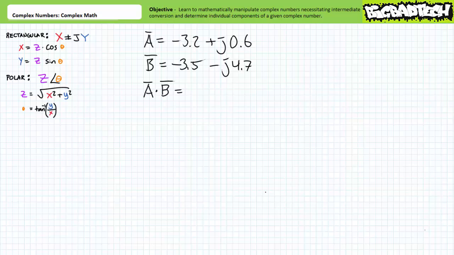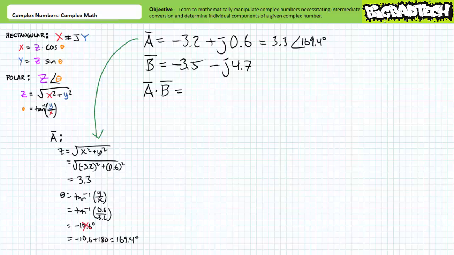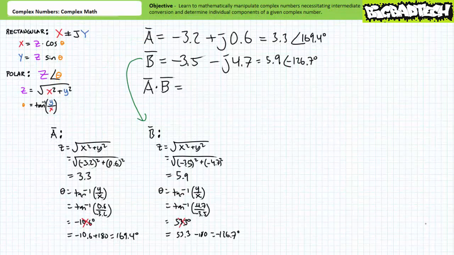Allow me to demonstrate. Consider complex number A expressed in rectangular format as minus 3.2 plus j 0.6, and complex number B expressed in rectangular format as negative 3.5 minus j 4.7. We're being asked to perform the operation A times B. When we convert A to polar format, we arrive at 3.3 at an angle of 169.4 degrees. Note these rectangular coordinates place us in the second quadrant and necessitate active intervention on our part to arrive at the angle. When we convert B to polar format, we arrive at 5.9 at an angle of negative 126.7 degrees.